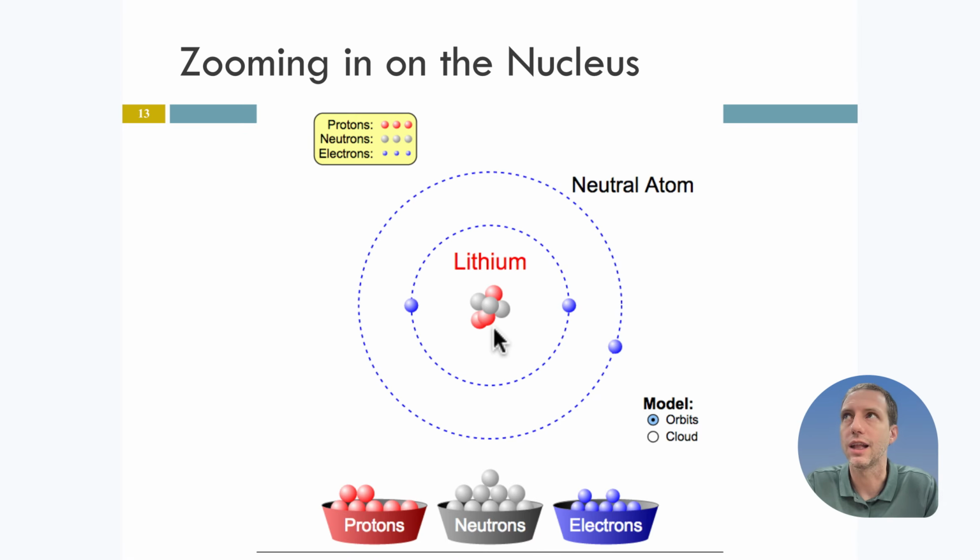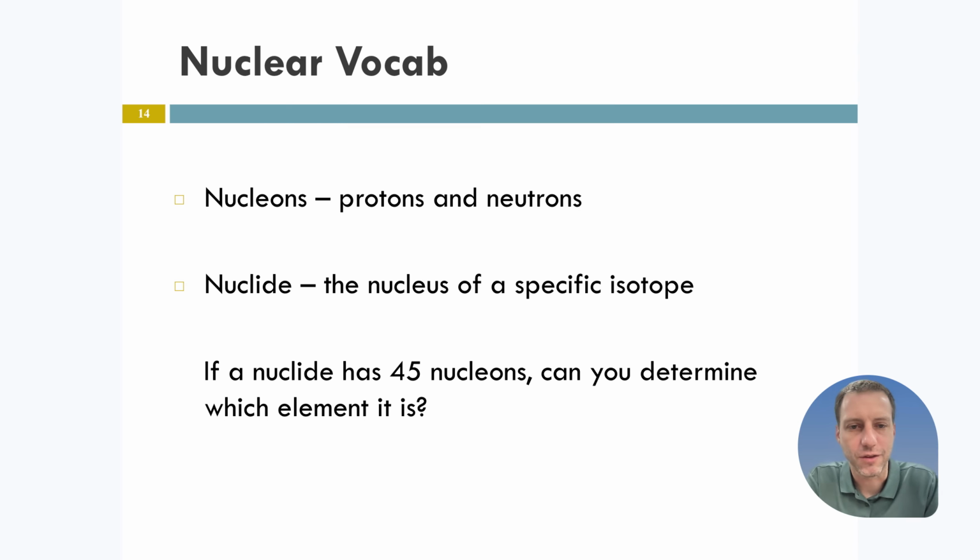And then we have these electrons buzzing around the outside. Here what you see is the planetary model of the atom, and so the electrons are in rings like planets orbiting the sun. Here's our shared vocab that we want to use.